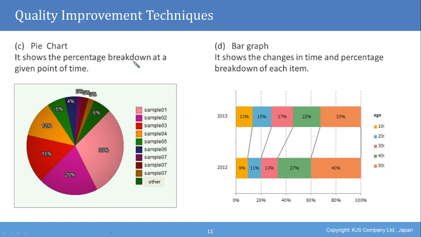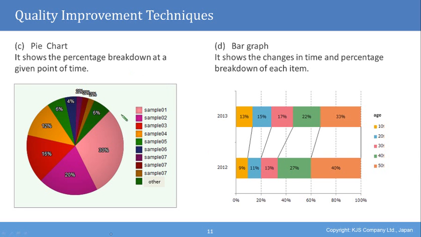We also have the pie chart. As you can see from this very colourful example, pie charts show the percentage breakdown of a particular given point of time. Now you can see that there is no variation with time being represented in a pie chart. It would be extremely difficult to do so.